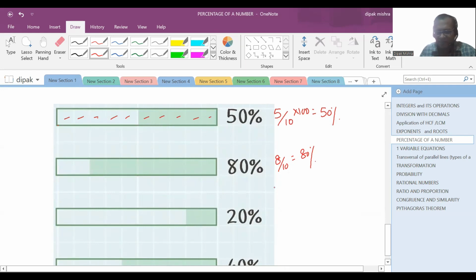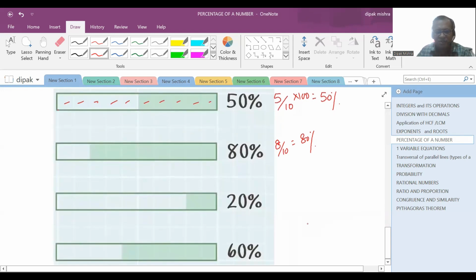The same logic applies here. To convert percentage to fraction, we divide by 100, and to convert fraction to percentage, we multiply by 100. Similar is the case for the next values. So 20% is 1 over 5, and 60% is 3 over 5.